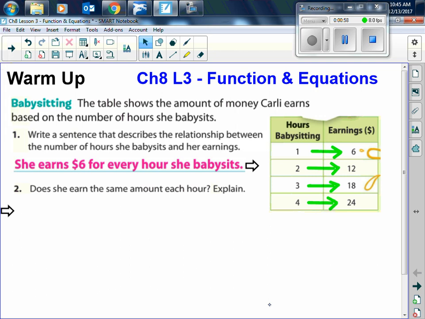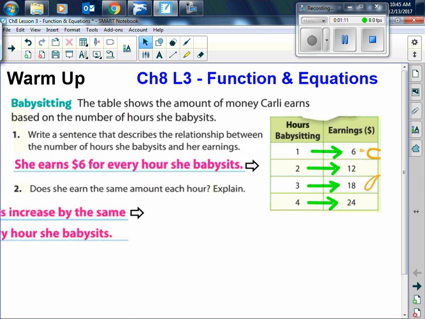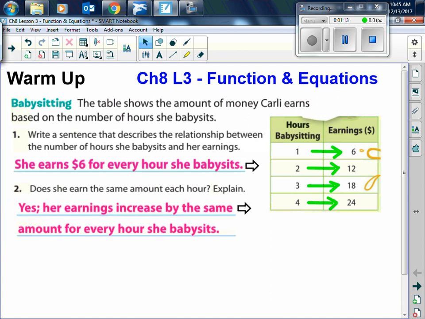Okay? The second question says, does she earn the same amount each hour? Well, yeah, because she earns $6 per hour. Very good. So, yes. Her earnings increase by the same amount every hour she babysits.